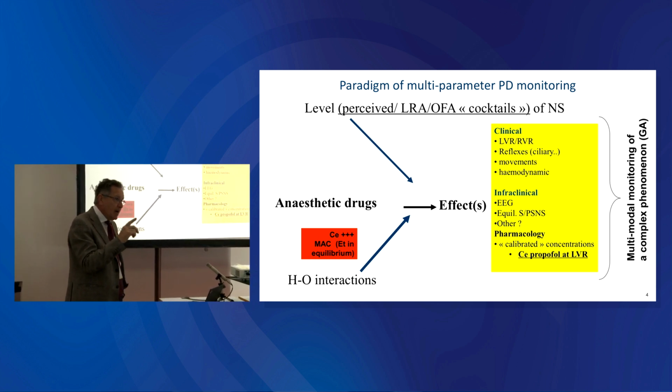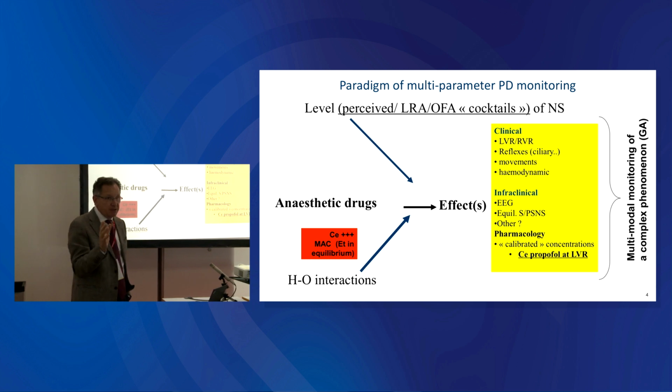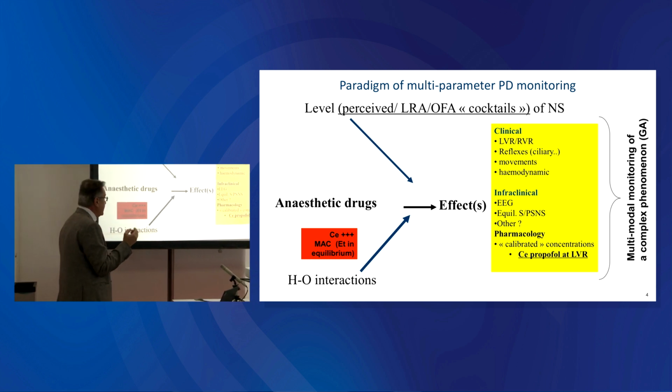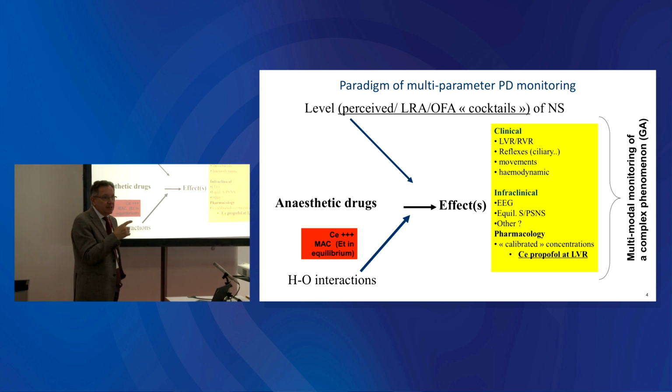You've seen the components, which are separate, but anesthesia is a pharmacologically induced and reversible alteration of consciousness, which is a very complex phenomenon. We don't know how to define that. And the first element is drugs.